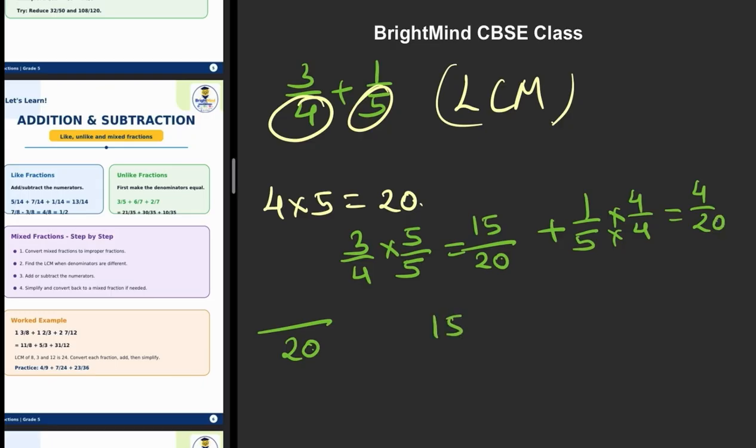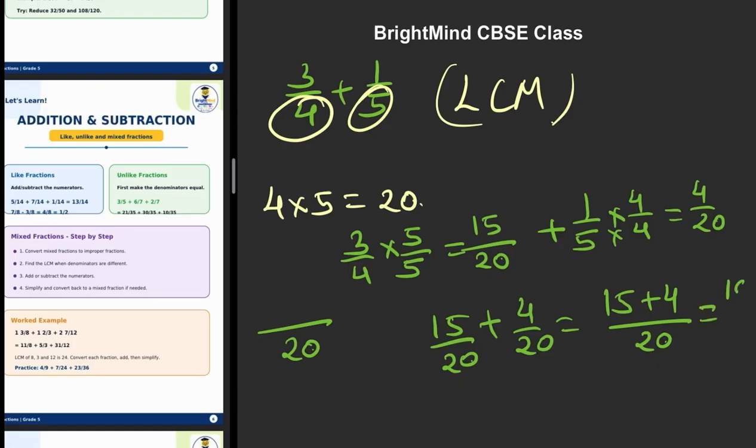So it means 15 upon 20 plus 4 upon 20. We can write 15 plus 4, the denominator is 20. So it's equal to 15 plus 4, which is 19 by 20. So our answer is 19 by 20.